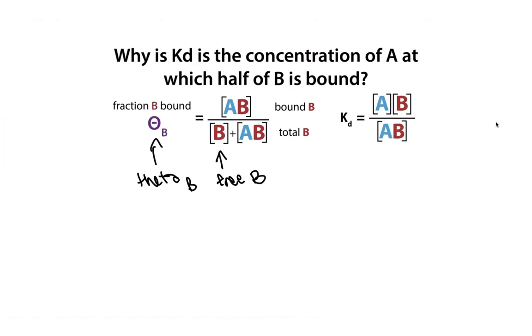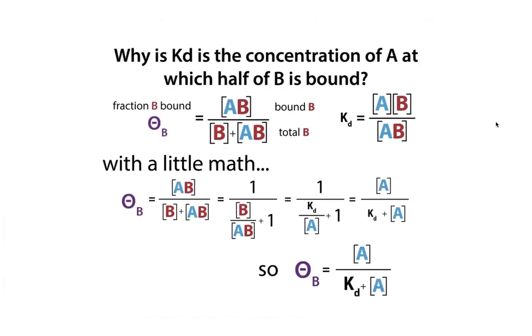And now let's think about KD. KD is equal to the concentration of A times the concentration of B over the concentration of AB. So now pause the video and use these two equations, put them together in order to solve for the fraction B bound. So solve for theta B in terms of KD. With a little math, hopefully you figure this out, where you can rearrange things and find that theta B is going to equal the concentration of A over KD plus the concentration of A.